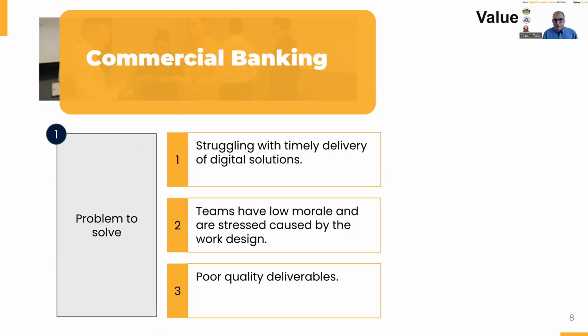So for this example, the question was, okay, what's the problem we're trying to solve? And as you can see, the top 3 problems that we were trying to solve were, first, time to value. It's taking too long to get to value. The teams had low morale and they were stressed, and then the quality wasn't up to scratch. So we had poor quality, lots of scope defects or injected defects, and that's what we wanted to avoid.